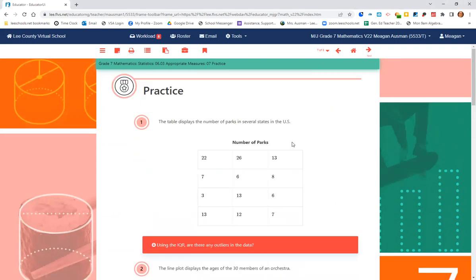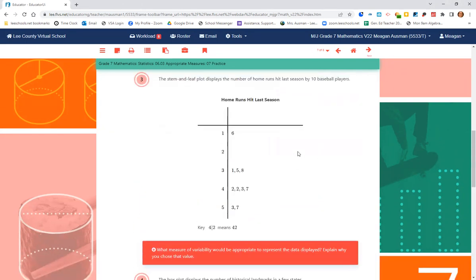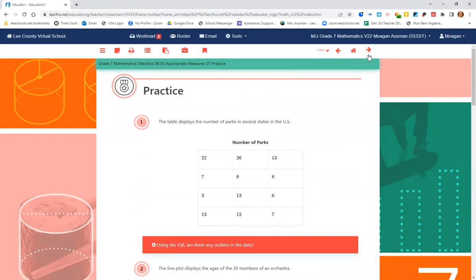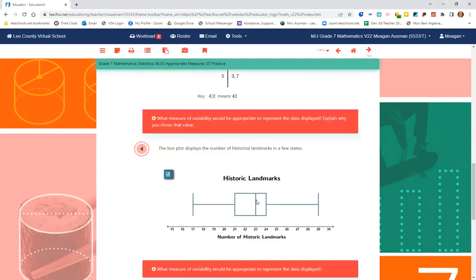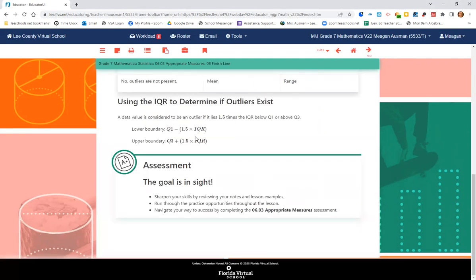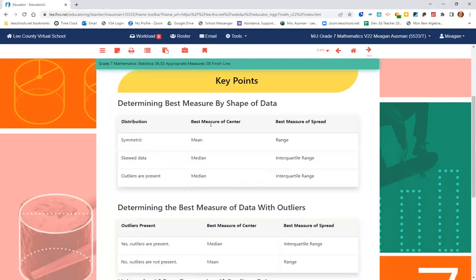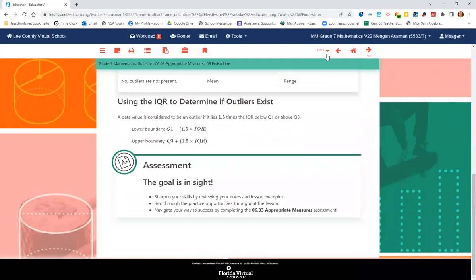Now, take a second, go to page 7 and do the 5 practice problems on this page, making sure you write and label, like, practice number 1, show your work. Practice number 2, show your work. Practice number 3, show your work. And on and on. It's really important to write down your notes. Make sure that you have the key points written down in your notebook, and then good luck on your assignment.